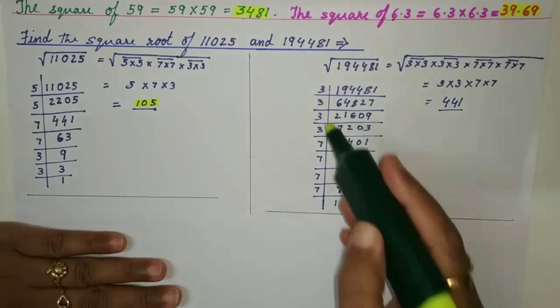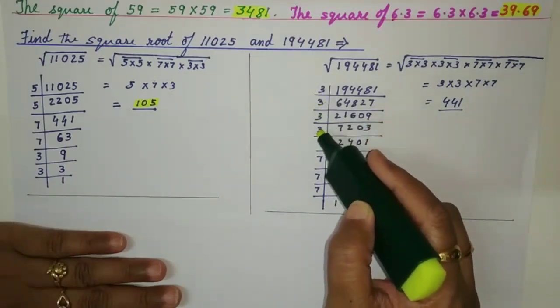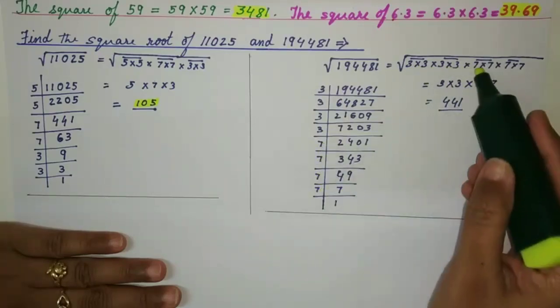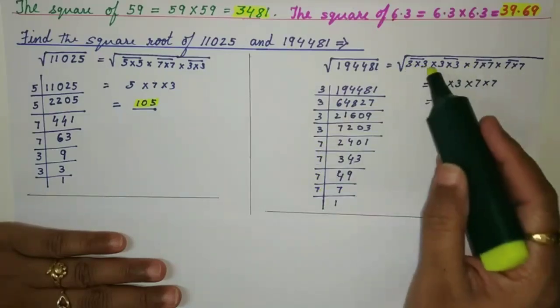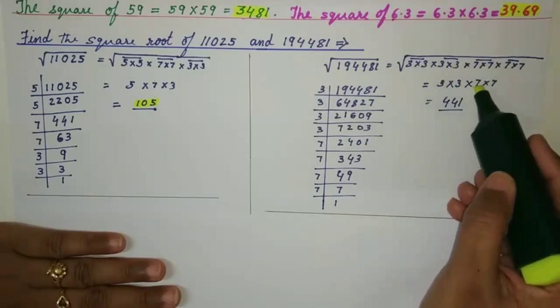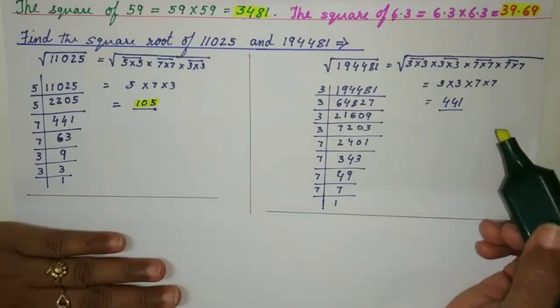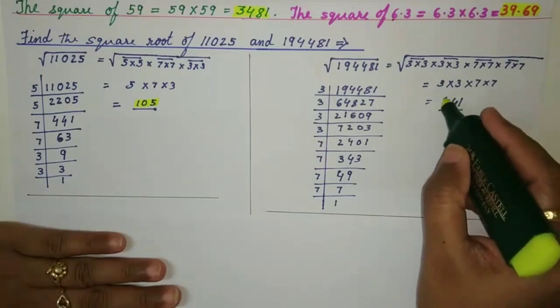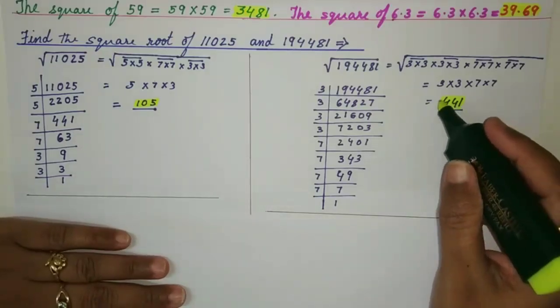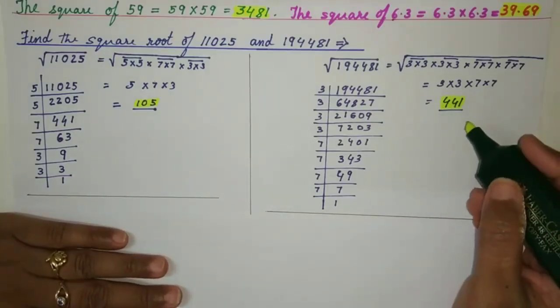We count and check. 1, 2, 3, 4. Yes, 1, 2, 3, 4. Now pair them. By pairing, take 1, 1. By pairing, take 1, and the square root sign is off, and the product will give you the answer. This is finding the square root by the prime factorization method.